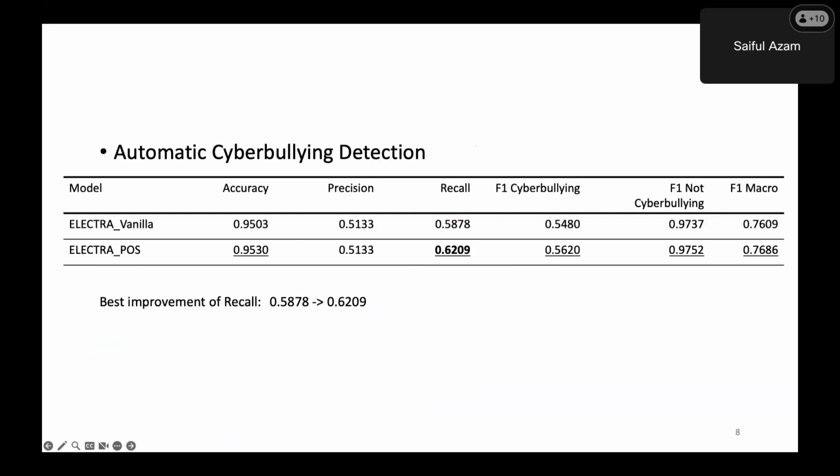Second, we used the model to detect cyberbullying entries. This table shows the improvement of Electra part of speech across the table, with the best improvement in recall from 0.5878 to 0.6209. Here we can see that Electra part of speech is able to sample more data compared to Electra without the part of speech tag. We assume that with the help of grammatical information, the model managed to differentiate words that could have a double meaning. So far, we could only say that the grammatical embedding is good for the Electra model. We have not compared it with other available transformer models.